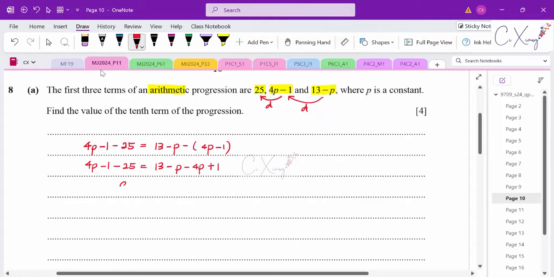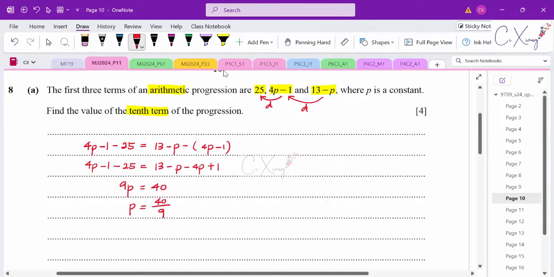Okay, so by right, you should be having 9p. So 9p equals negative 26, which becomes 26 plus 14, which is 40. So from here, you get your p. P is equal to 40 over 9. Right? And for this question, they want us to find the 10th term.